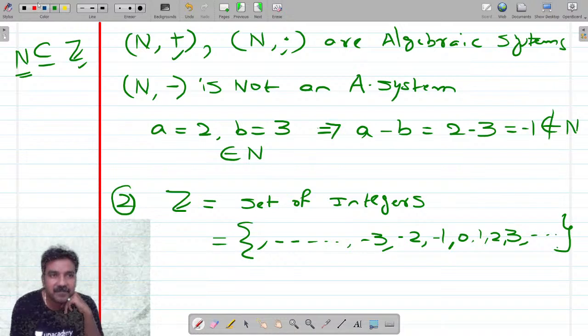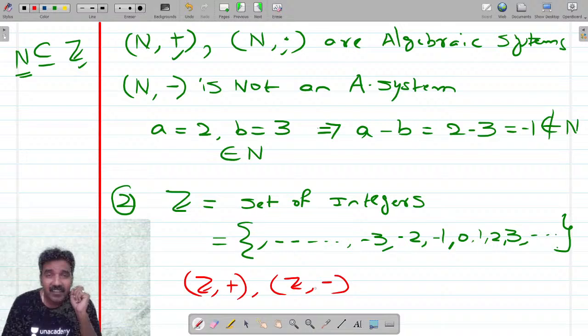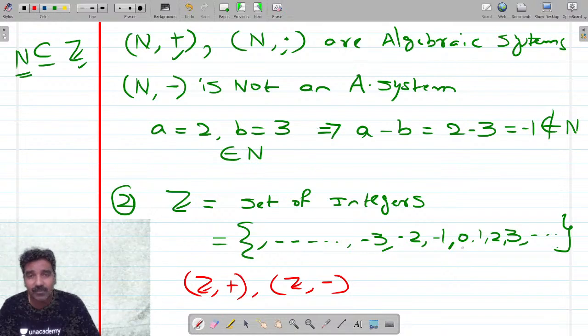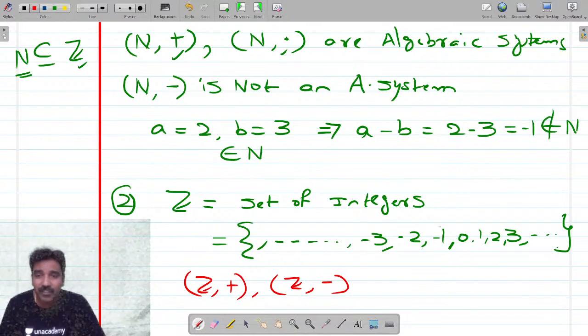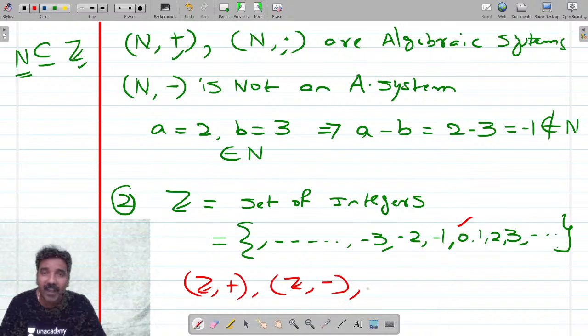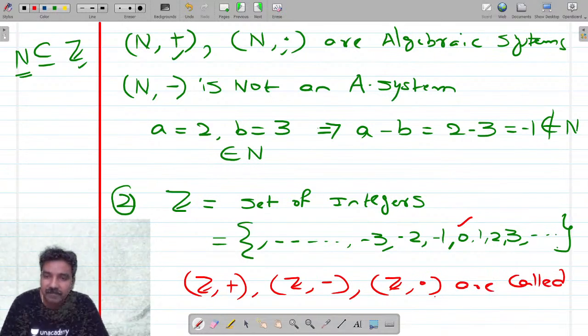Now here you can see (Z, +) is an algebraic system. If you add any two integers, you get an integer. Even (Z, -): here minus is going to be a binary operation on Z because negative numbers are there and 0 is available. If you take two same numbers, a minus b equals 0, and 0 is in this set. If you take a value small and b value bigger, a minus b gives negative numbers, which are in this set. So (Z, -) is an algebraic system. The same thing happens in the case of (Z, dot). So these are algebraic systems.